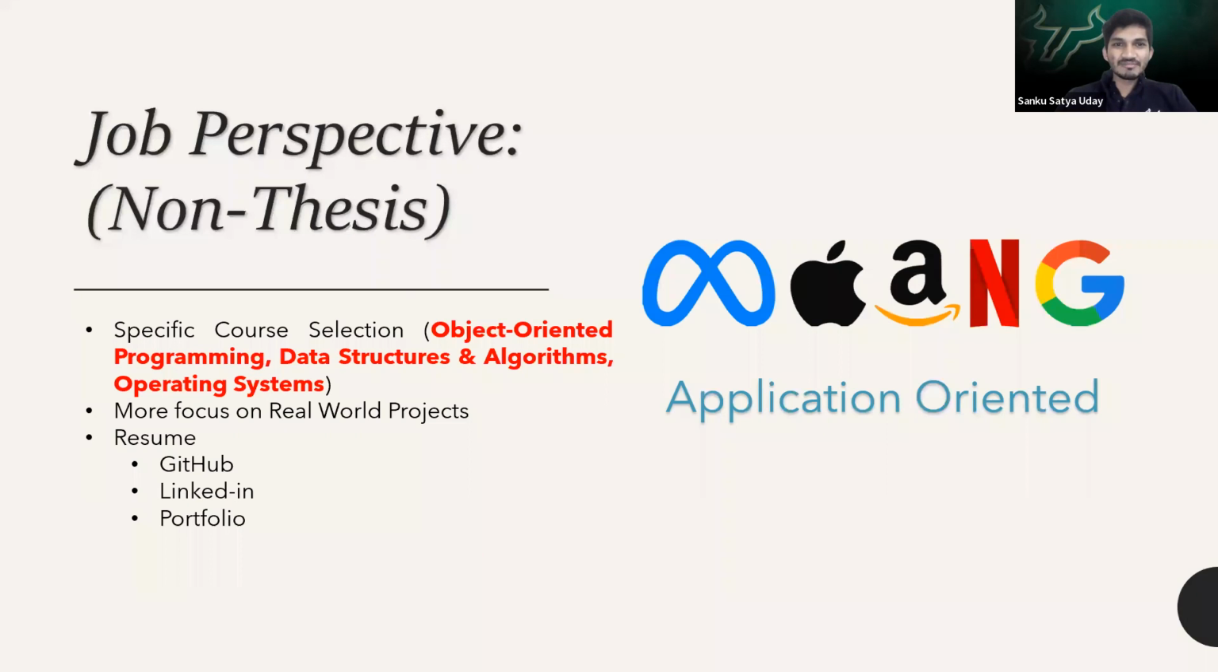So when looking at the job perspective, there would be two options in the Masters in Computer Science. One is a non-thesis option, and the other one is a thesis option. When coming to the job perspective, the non-thesis option would be preferable by most of the people, because most of the non-thesis curriculum would be relevant to the job-oriented skills.